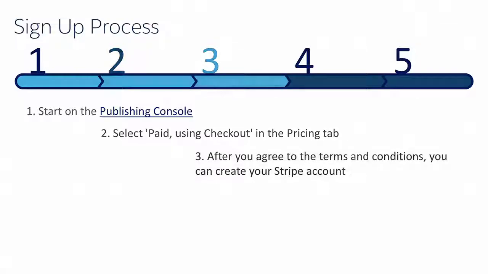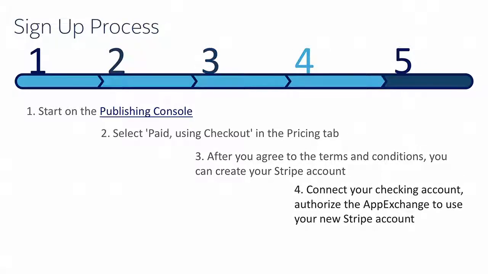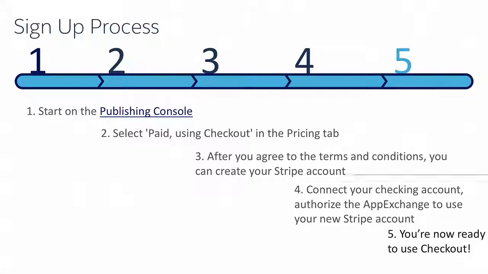That's where this comes into play. Then you have to agree to terms and conditions, and then you create your Stripe account after that. Then you connect your checking account, authorize the AppExchange to use that new Stripe account you created, and then you're ready to use checkout. So Liz and I are going to go into these 5 steps in more detail and explain exactly what each piece looks like so you're not confused.